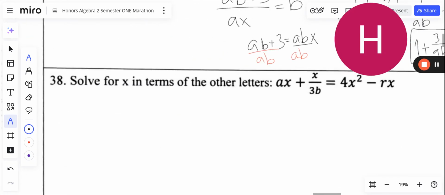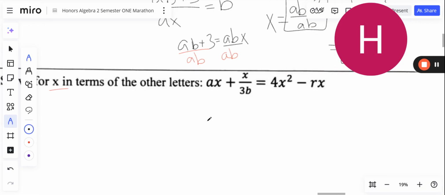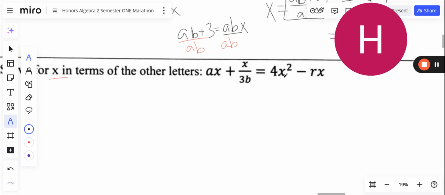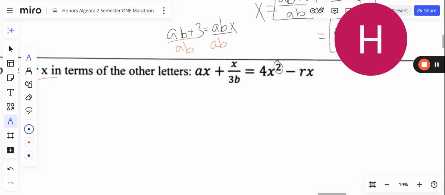Here we go again. Solve for x in terms of the other variables, the other letters. So here we have x on this term, x on this term, x on this term, x on this term, but this is x squared. So we're going to have to be a little bit careful with this because this is squared.